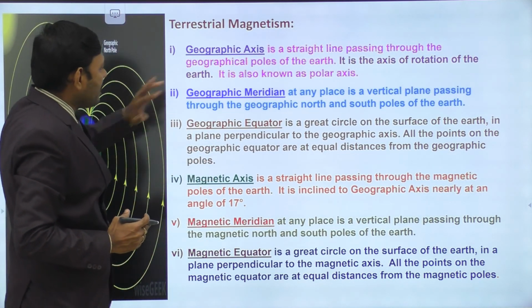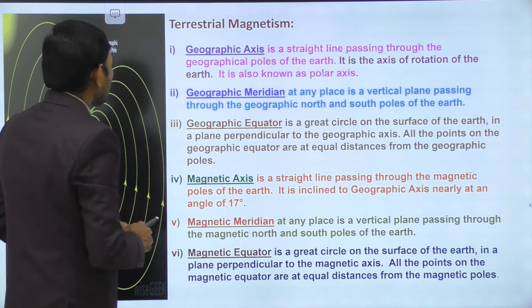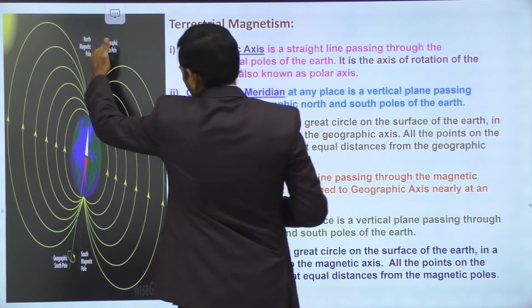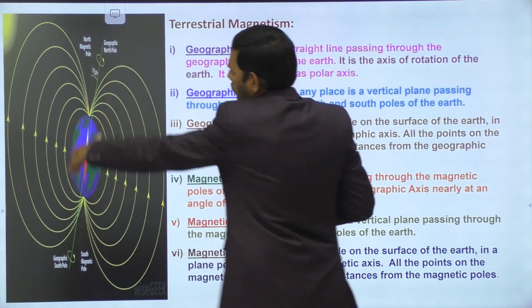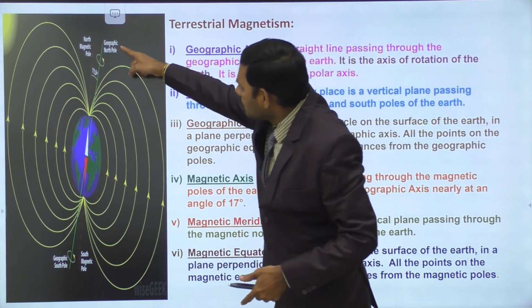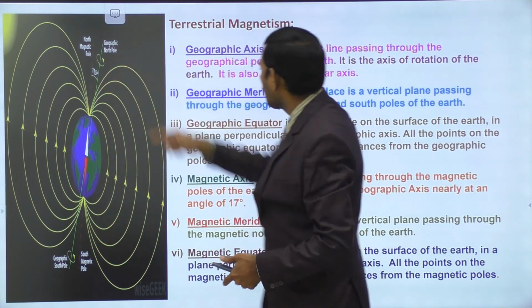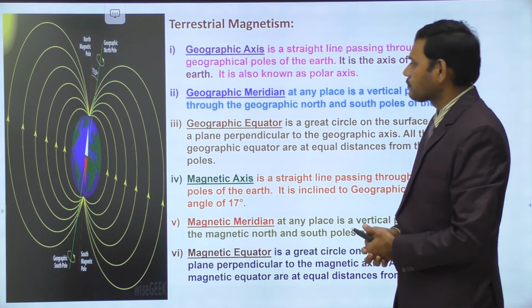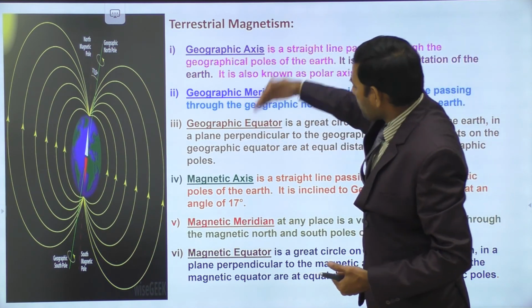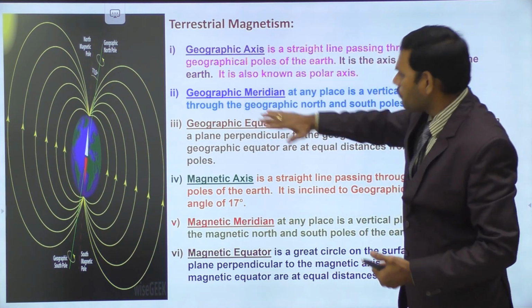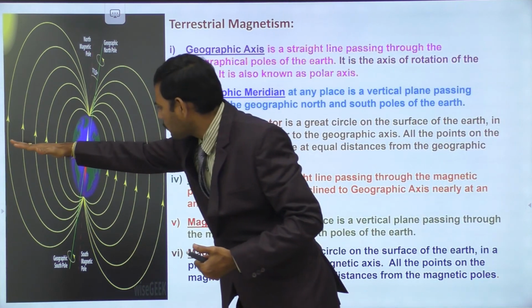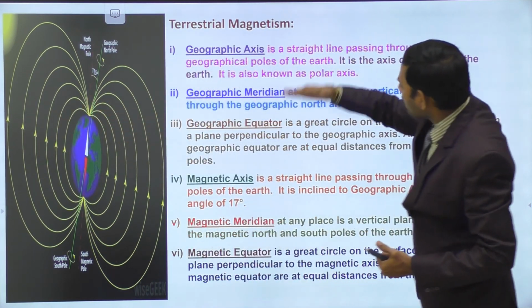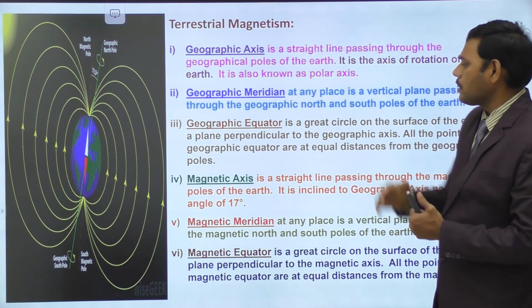Next, geographic meridian, the vertical plane passing through geographic axis. This is the geographic axis. You may see the image. The vertical plane passing through geographic axis is geographic meridian. And the plane perpendicular to geographic meridian is geographic equator. So horizontally, it may be probably like this.